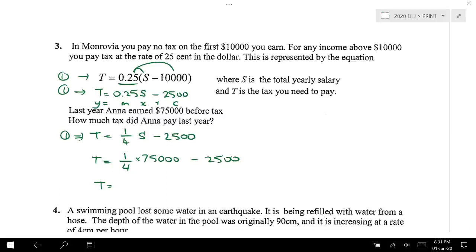Putting that in the calculator. Minus 2,500. 16,250 dollars in tax.